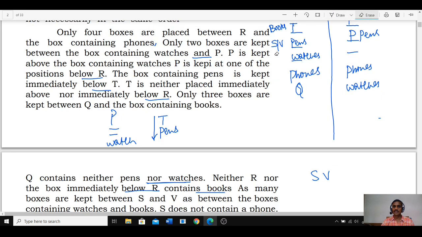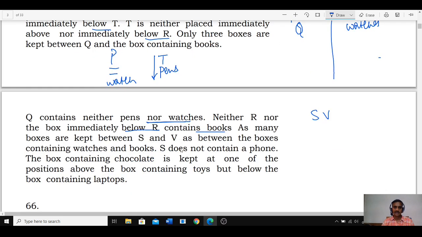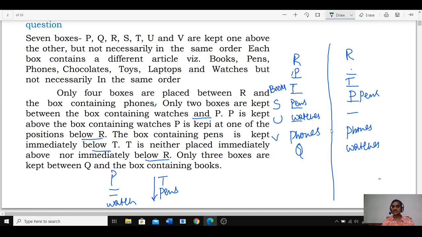S does not contain a phone. ఇక్కడ S ఉండకూడదు. Hence S ఏమో pens and V ఏమో phones. Then P, Q, R, S, T. U is element left over. Boxes are pen. Next one, the box contains chocolate is kept at one of the positions above toys, but below laptop. ఈ మూడు ఆర్డర్: ల్యాప్టాప్, చాక్లెట్, టాయ్స్.